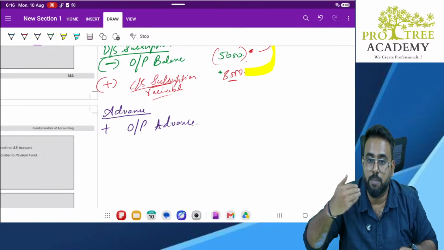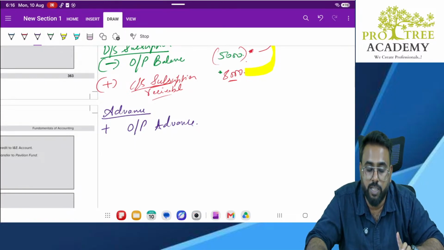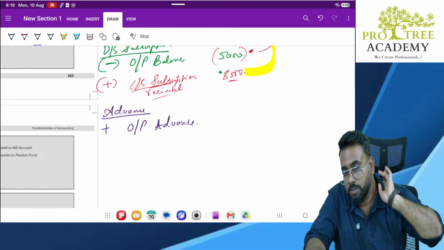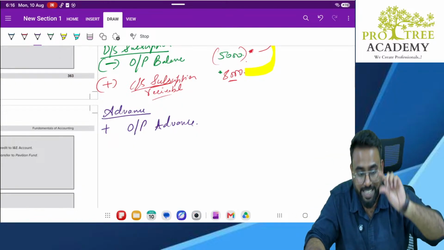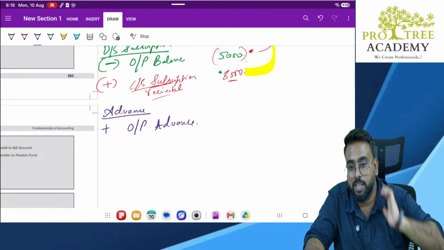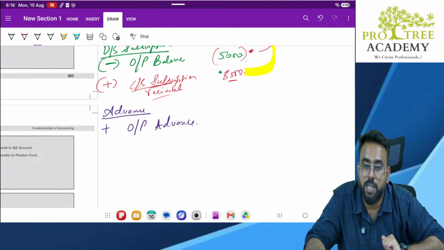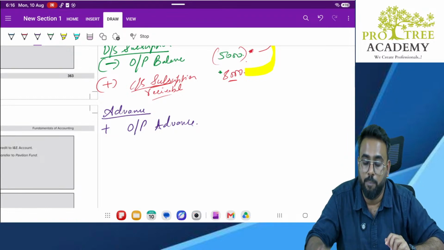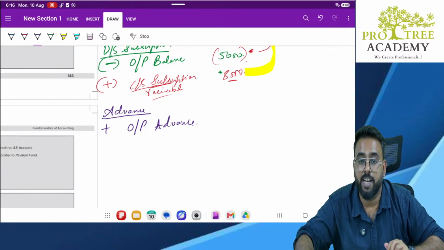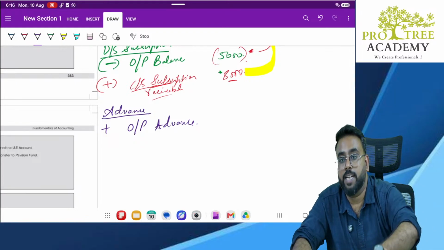Suppose, for example, the first year subscription is 1,000, and I paid 2,000. 1,000 is for the first year, 1,000 is for the second year. So in the first year, how much is actually income? Only 1,000 rupees. So the remaining 1,000 becomes our advance for that year. But when you go to the second year, whatever advance was sitting in the first year becomes income in the second year. Correct or no?